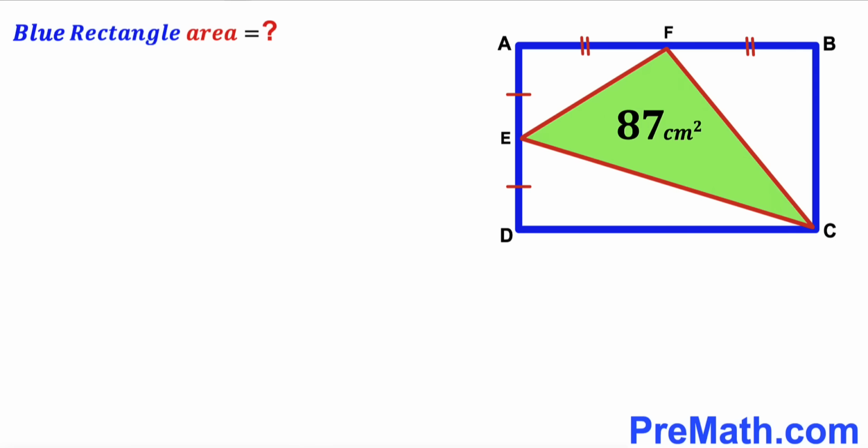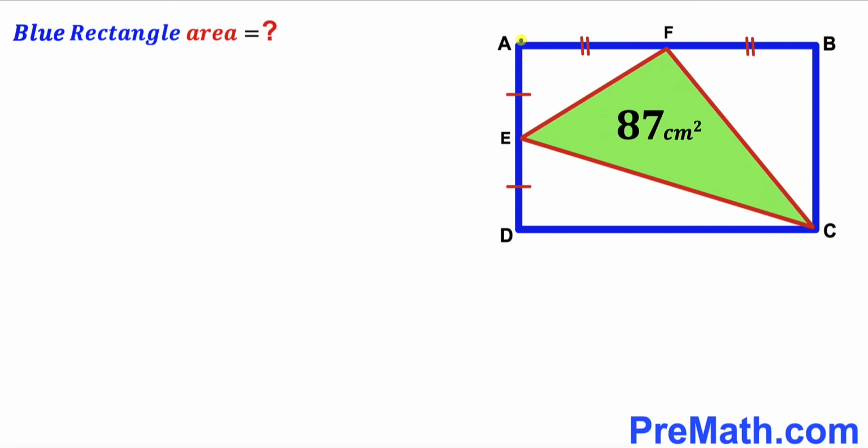Welcome to PreMath. In this video, we have this green shaded triangle EFC fully confined in a blue rectangle ABCD, as you can see in the given diagram, such that the area of this green shaded triangle has been given to us as 87 centimeter square.